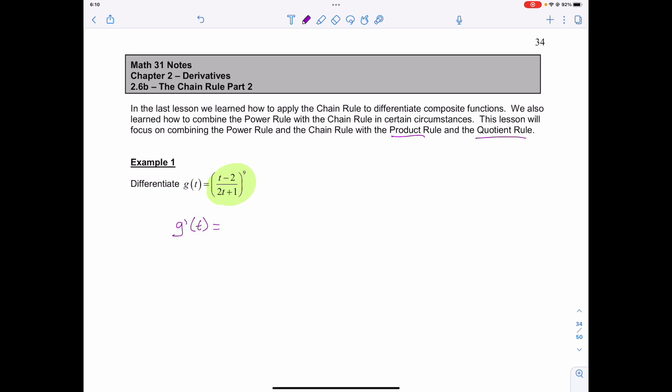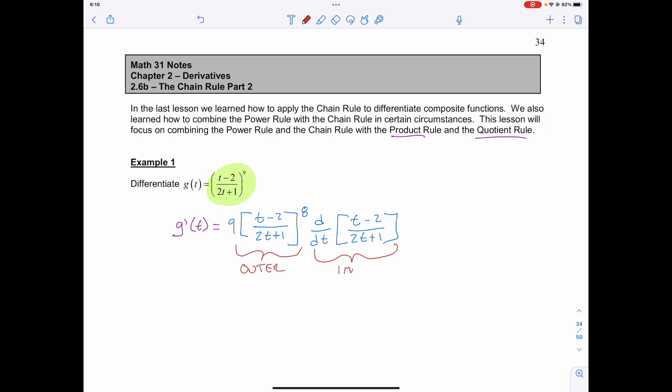is going to equal the outer, 9 and (t minus 2) over (2t plus 1) to the power of 8, and the inner, where we're going to take the derivative of that (t minus 2) over (2t plus 1). Remembering that we have our high and our low from that quotient law.